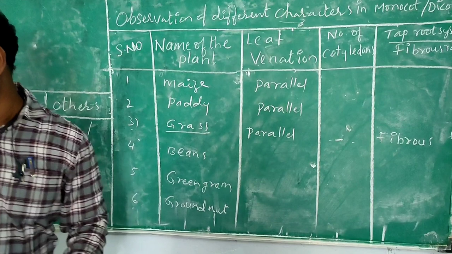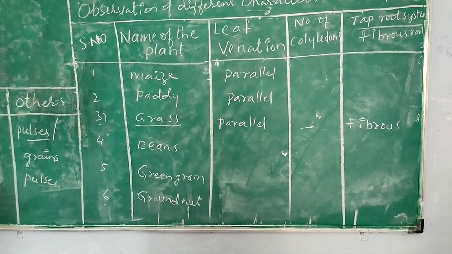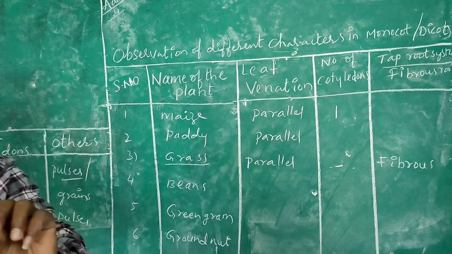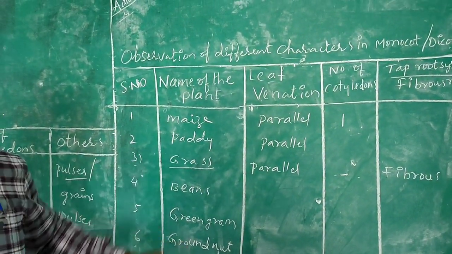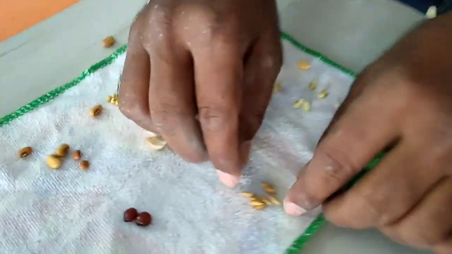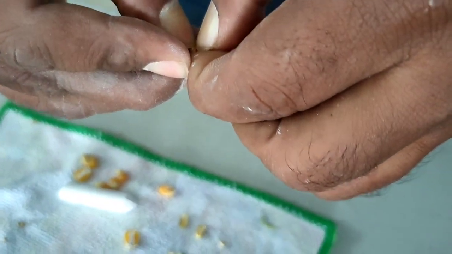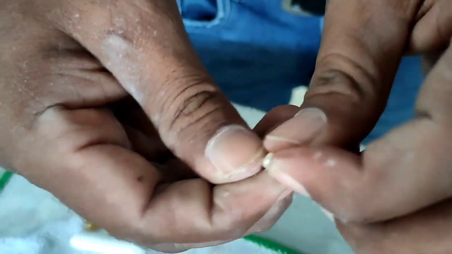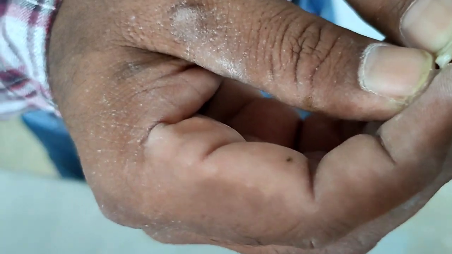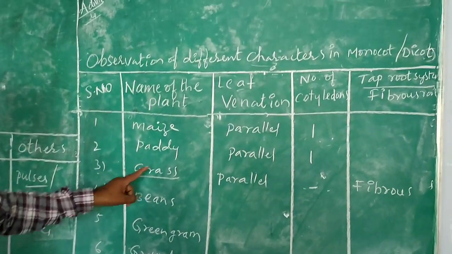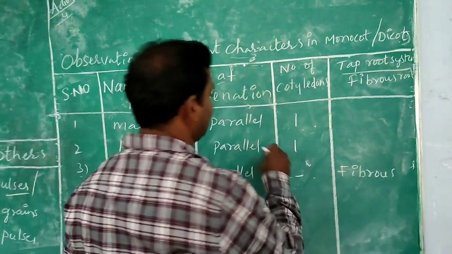Number of cotyledons in maize, already we discussed in the third activity, it has only one cotyledon. Then number of cotyledons in paddy. These are the paddy seeds, locally we call them odlu, the Telugu name. It doesn't break into equal halves, so it also has only a single cotyledon. These are soaked seeds, but they don't have two equal halves. It has only one cotyledon. So which type of root system? Like grass, paddy and maize also have a fibrous root system.